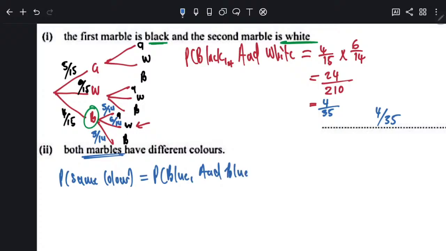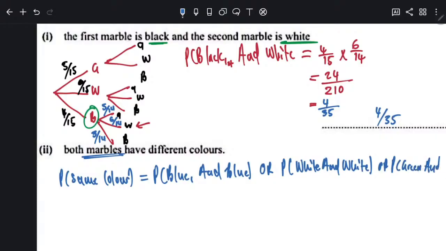We want same color. Or it is going to be probability of white on the first and white on the second. Or it is going to be the probability of green on the first and green on the second. That's great. Now you know what to do. You're the most experienced person right now.